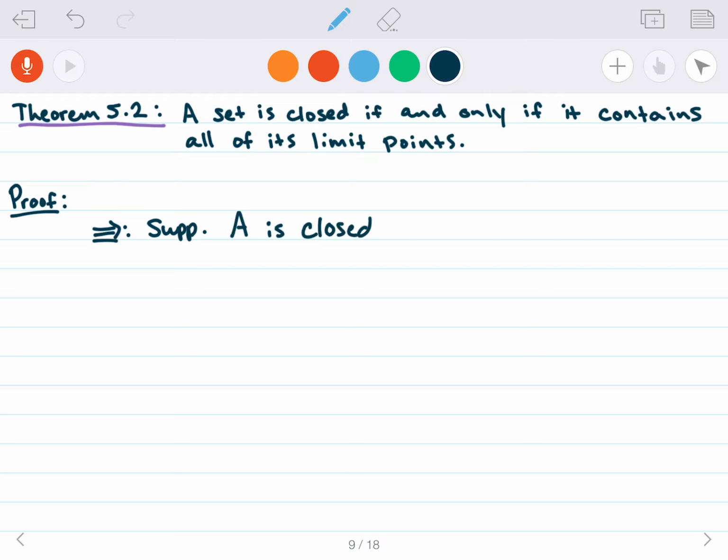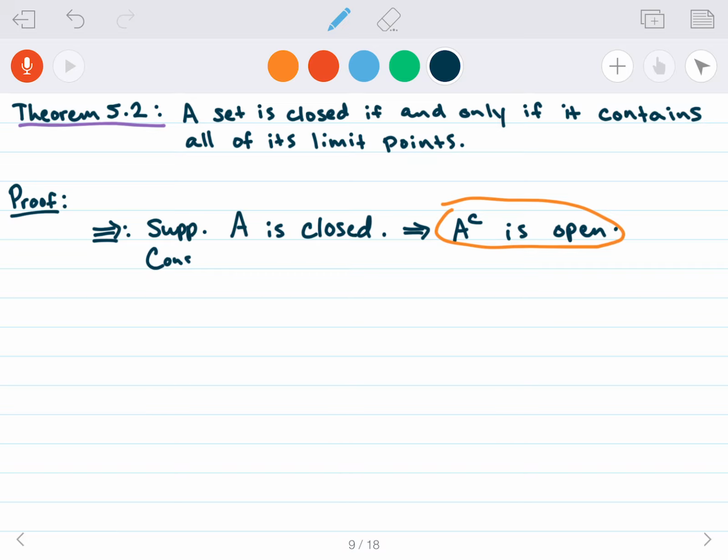Just by the definition of closed, we know that the complement is open. This is just the definition of what it means to be closed, that its complement is open. If we want to say something about limit points, we need to start by defining a limit point. We're trying to show that the set being closed means that the set contains all of its limit points.